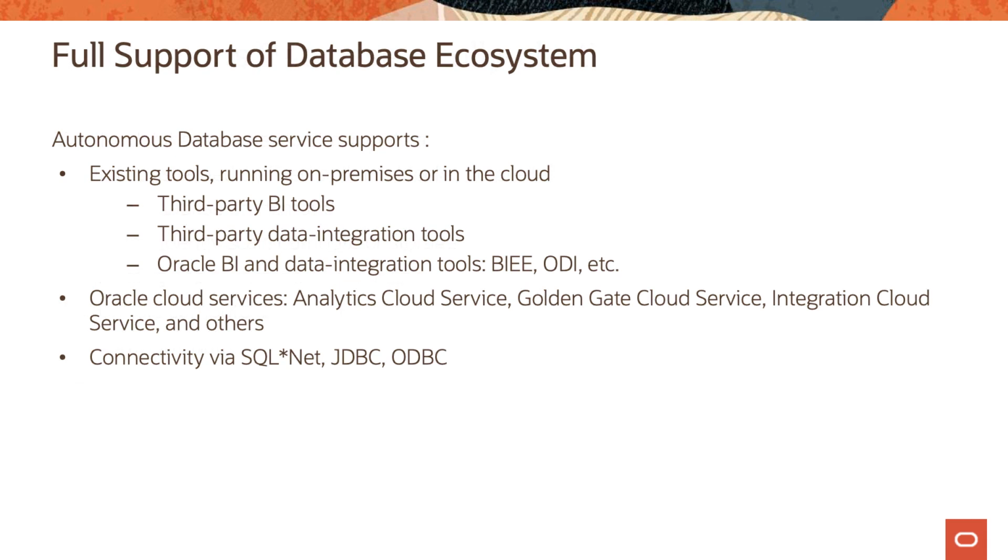Autonomous database service supports the existing tools which are running on premises or in the cloud, and these tools can range from third-party business intelligence tools, third-party data integration tools, or Oracle business intelligence and data integration tools like BIEE, ODI, etc. This service also supports Analytics Cloud Service, Golden Gate Cloud Service, Integration Cloud Service, and others. Customers can connect to Autonomous Database Service via SQLnet, JDBC, and ODBC.